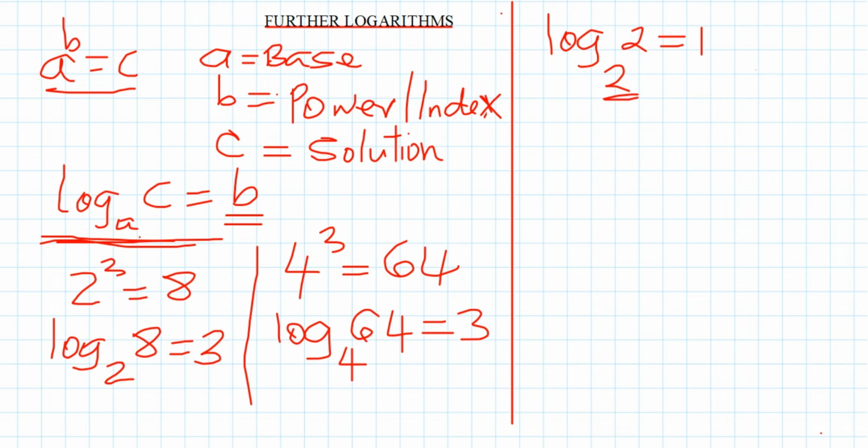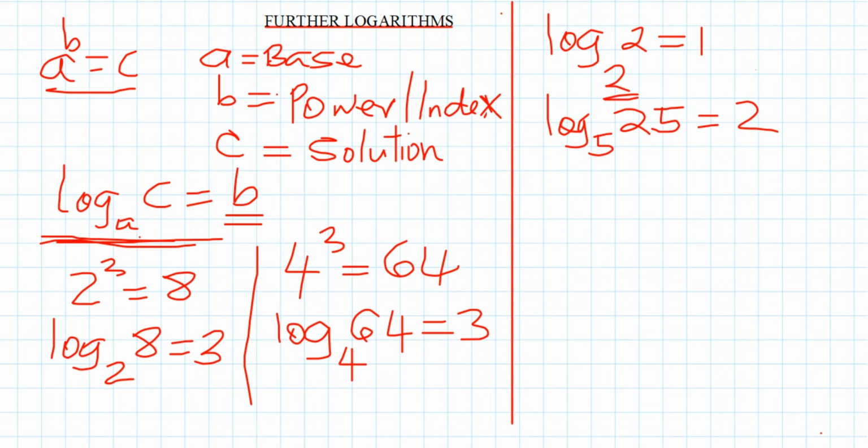If, for example, you have the log to the base 5 of 25, here you're going to be asking yourself, if the base is 5, what power do I raise 5 to so that I can get 25? You're going to realize that this is equivalent to 2. So that way, you have been able to transform from index form into logarithmic form.